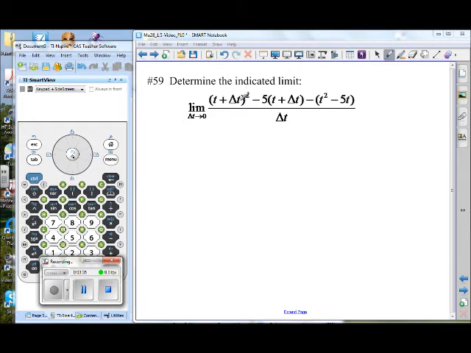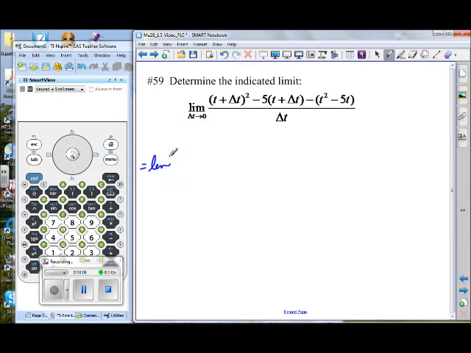That's a binomial. We're going to square it just like we would any other binomial. Minus 5 times the quantity T plus delta T, and minus T squared minus 5T. Now, with delta T, think of it just like you would another variable. You cannot divide by 0. So here's where we need to rewrite this function so that we are able to actually use direct substitution. So let's get started with this. Just take it a step at a time.